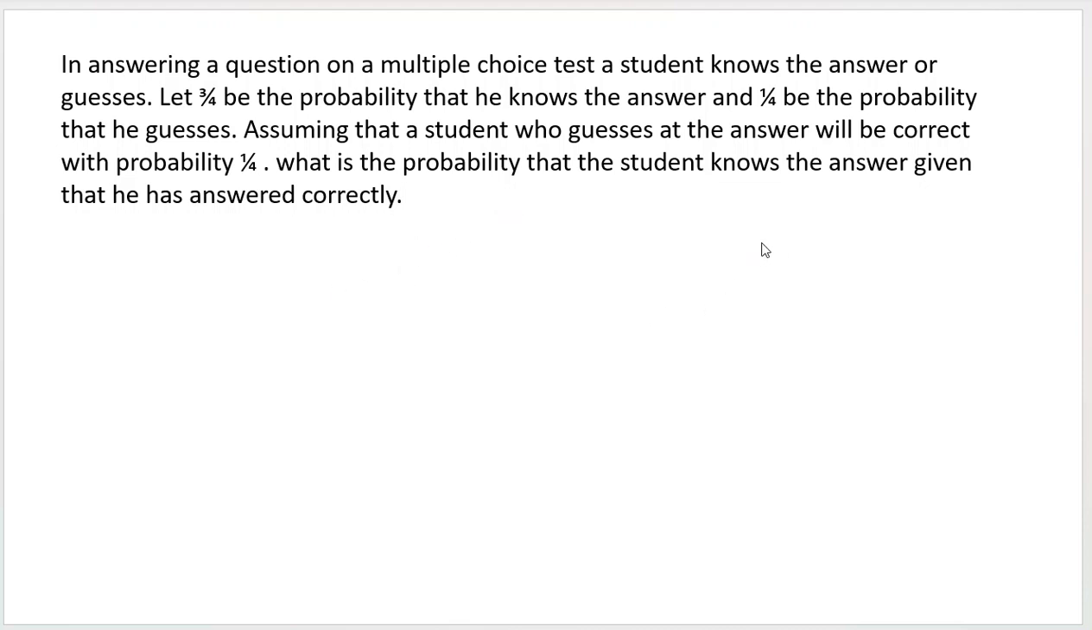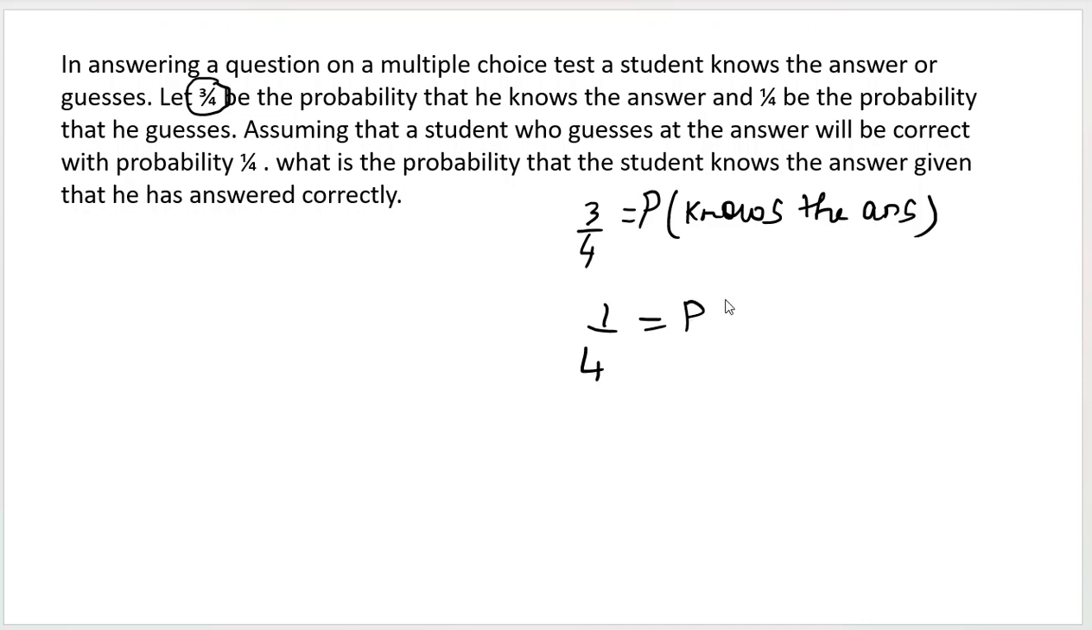So in this case, we first write down all probabilities which are given to you. Observe that the first probability that is given to you is 3 by 4. Now 3 by 4 is the probability that he knows the answer. 1 by 4 is the probability that he guesses. It's clearly mentioned over there.